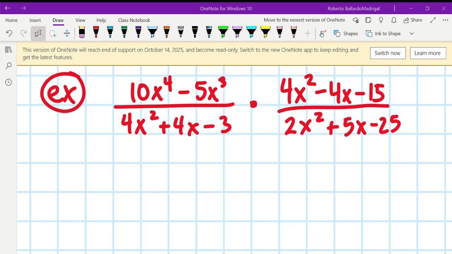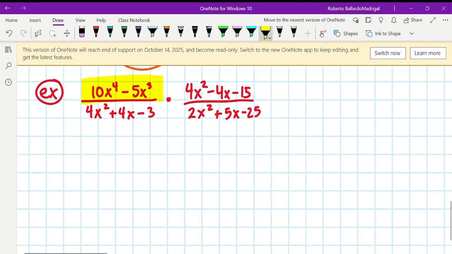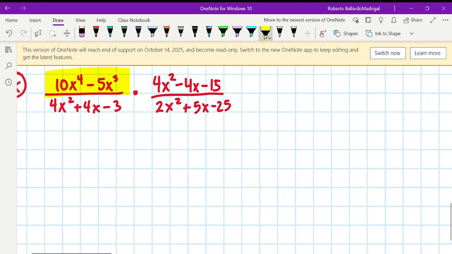All right, you guys ready? I'm gonna need your full attention for this because there's a lot of stuff that's gonna happen right now. Okay, let's start with the first fraction numerator. I'm gonna highlight that just so I know what I'm working with. Once again, we're gonna start with 10x to the fourth minus 5x to the third. Let me find some space here on the side to work with that.